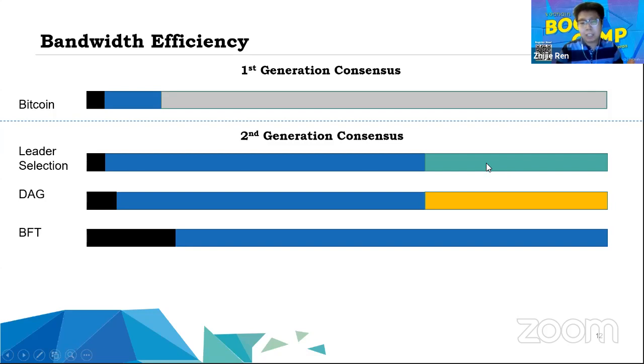Leader selection has a redundancy, and DAG gets rid of the redundancy caused by fork, but DAG has a problem of transaction replication. And BFT, as I just said, has a large communication overhead.